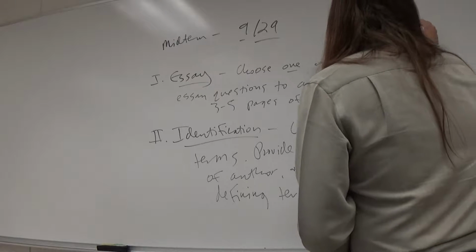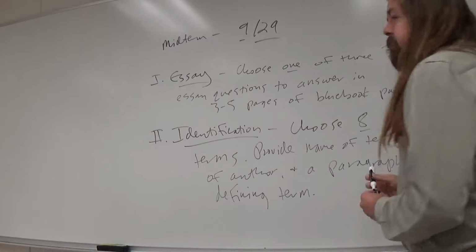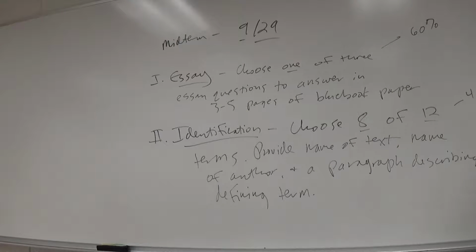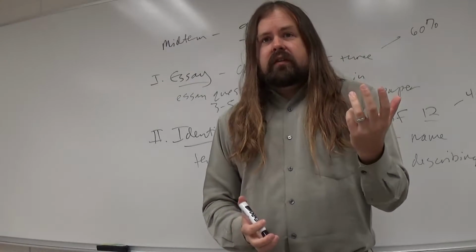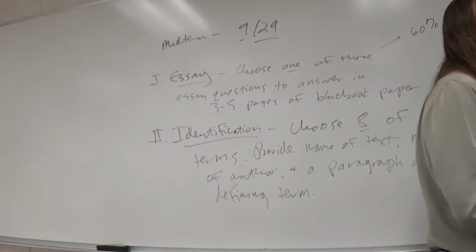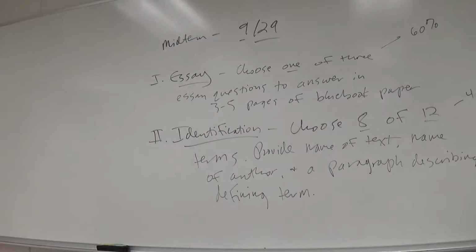This is going to be 60% of the grade. Each individual ID is going to be worth 5 points: 1 point for the author, 1 point for the text, 3 points for the definition. So if you get the author wrong, you lose a point. If you get the text wrong, you lose a point. If you get the description wrong, you lose 3 points.